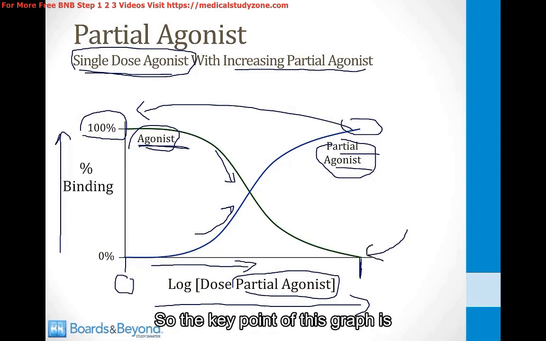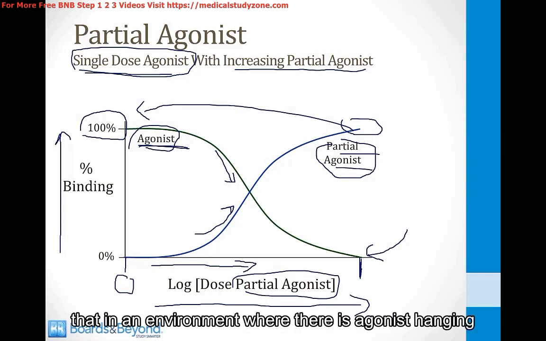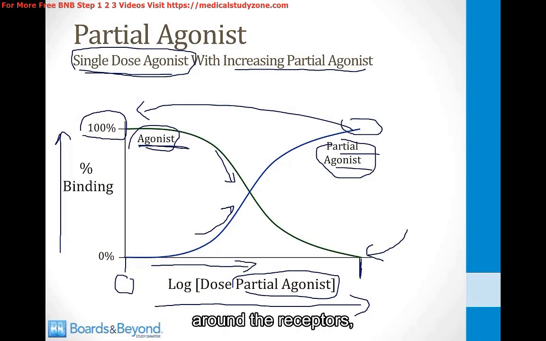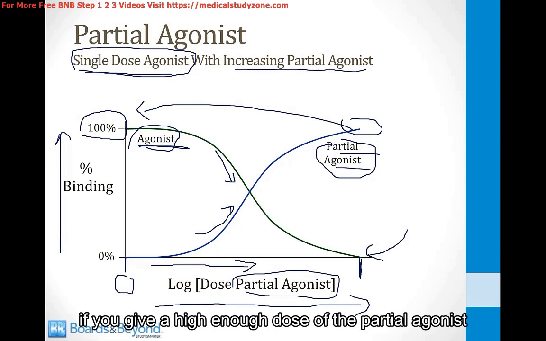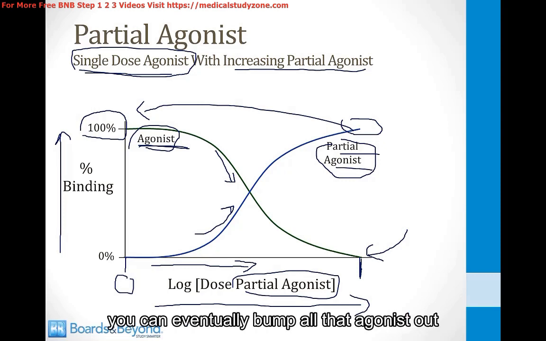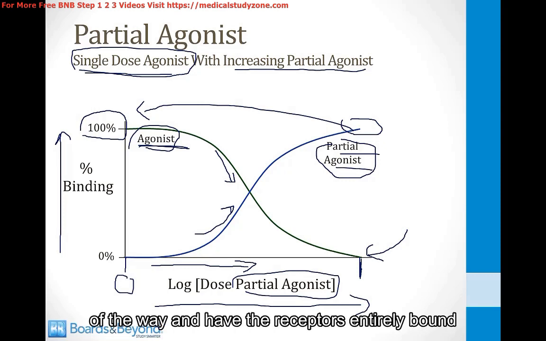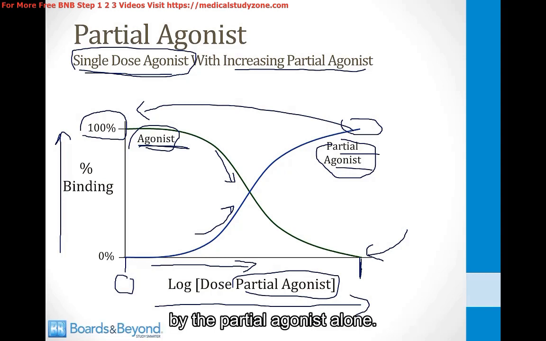So the key point of this graph is that in an environment where there is agonist hanging around the receptors, if you give a high enough dose of the partial agonist, you can eventually bump all that agonist out of the way and have the receptors entirely bound by the partial agonist alone.